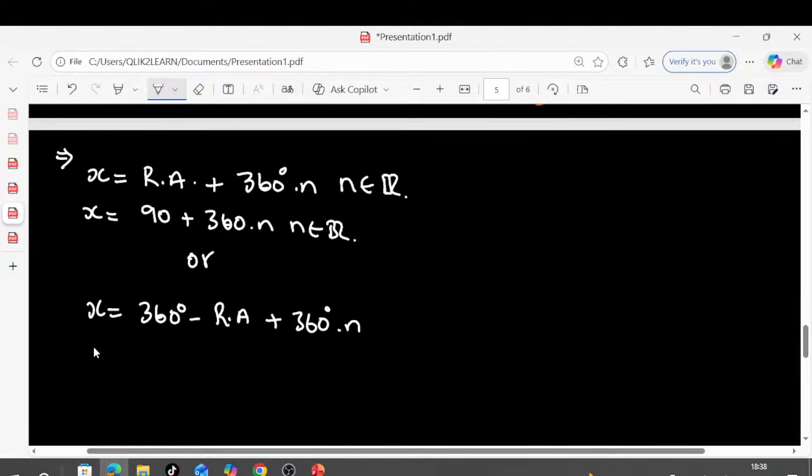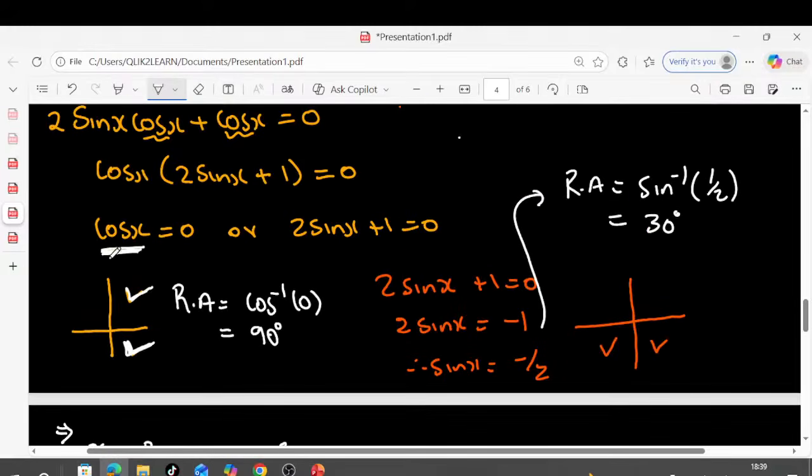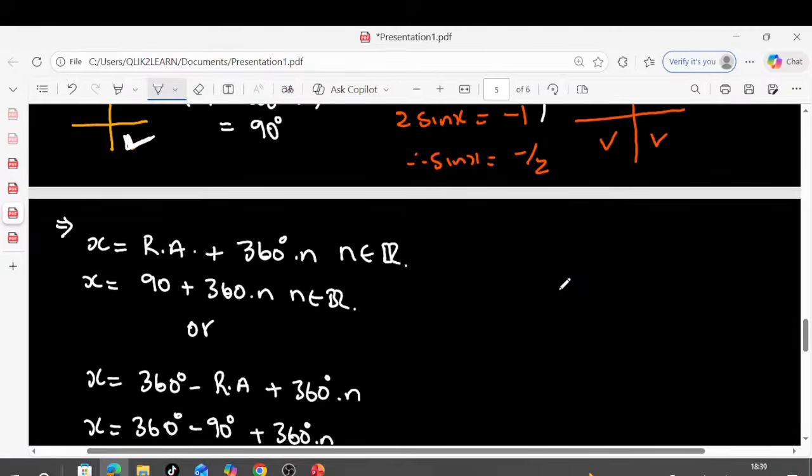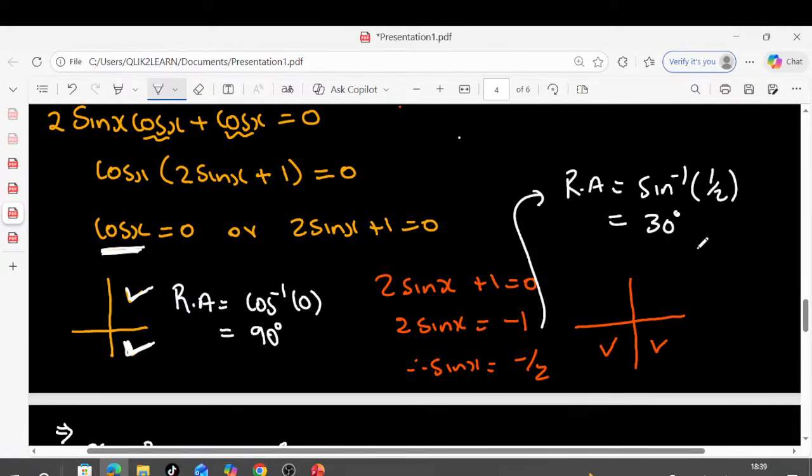So if we work this out, x is equal to 360 degrees minus 90 plus 360 degrees times n. What is our answer? Therefore, x is equal to 270 degrees plus 360 times n. That's the answer for cos x is equal to 0. We need to do the same for the reference angle of 30.